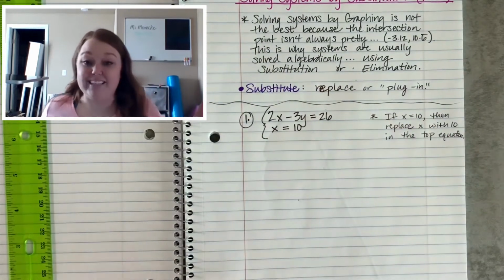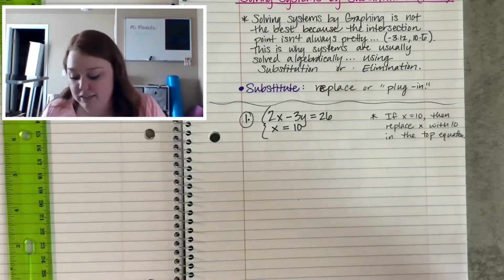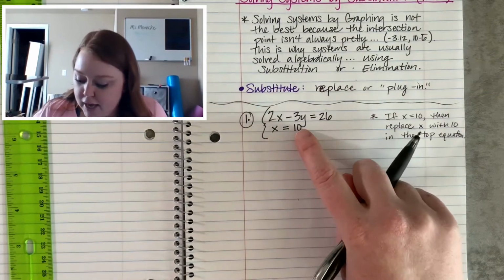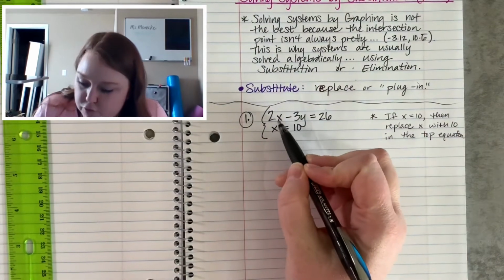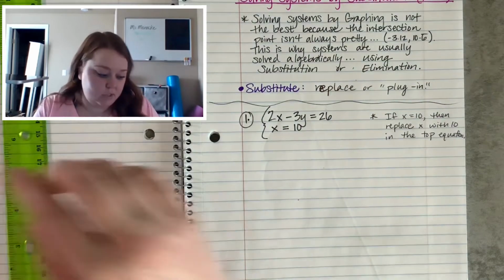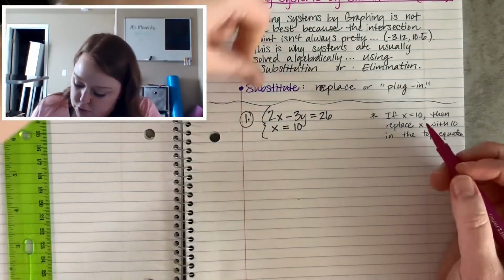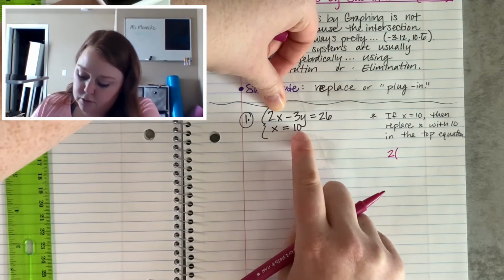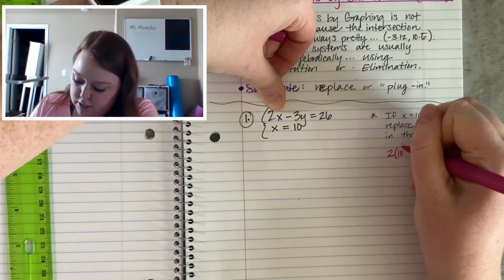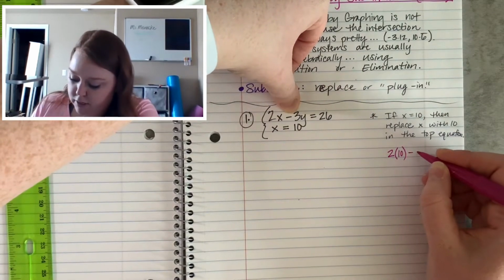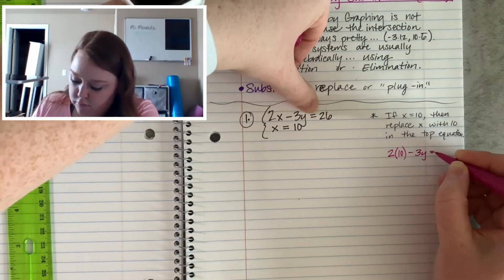So if x equals 10, that means x is 10, then I should be able to substitute or replace or plug in a 10 right here for the x in that top equation. So let's go ahead and do that. We're going to do that right here. So instead of 2x, I already know x equals 10. So I'm going to plug in a 10 for my x. And then I'm going to keep copying down the rest of the equation.